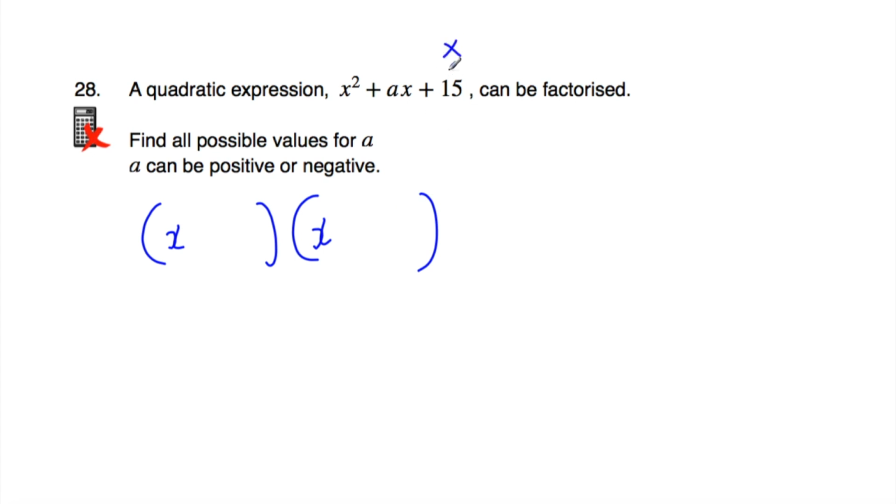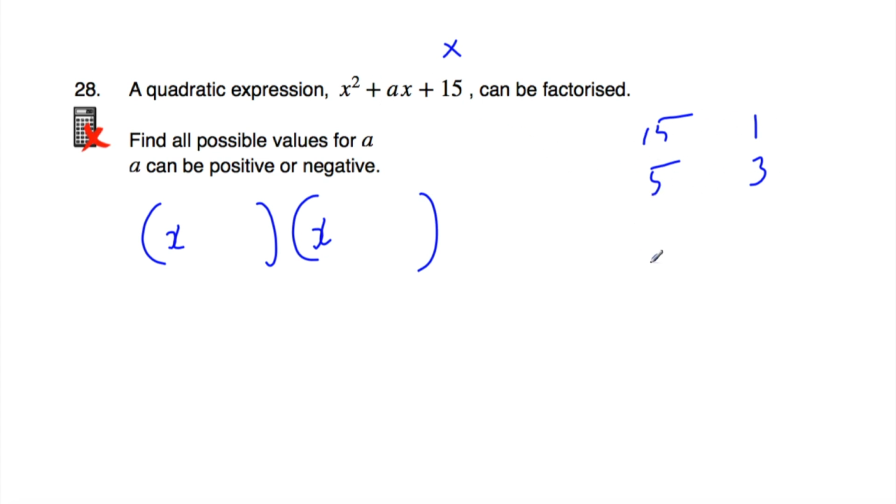So let's think of the numbers that will times together to be 15. So we could have 15 and 1, because 15 times 1 is 15. We could have 5 and 3, because 5 times 3 is equal to 15. Now I'm not going to write 3 and 5, because if we were to expand those brackets, we get the same answer for a anyway. Now they're the positive numbers that will times together to be 15.